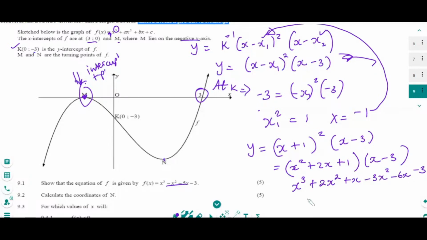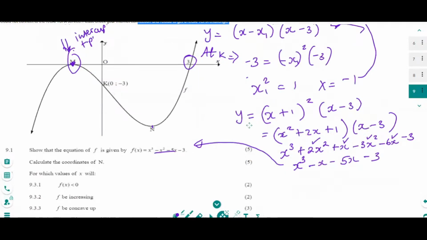Collect the like terms. I have x cubed, and this and this, I'll have a negative x squared. This and this, I'll have a negative 5x. And then I'll have a minus 3, which is the same as that. Okay, that's 9.1. For 9.2, they're asking us for the coordinates of N.